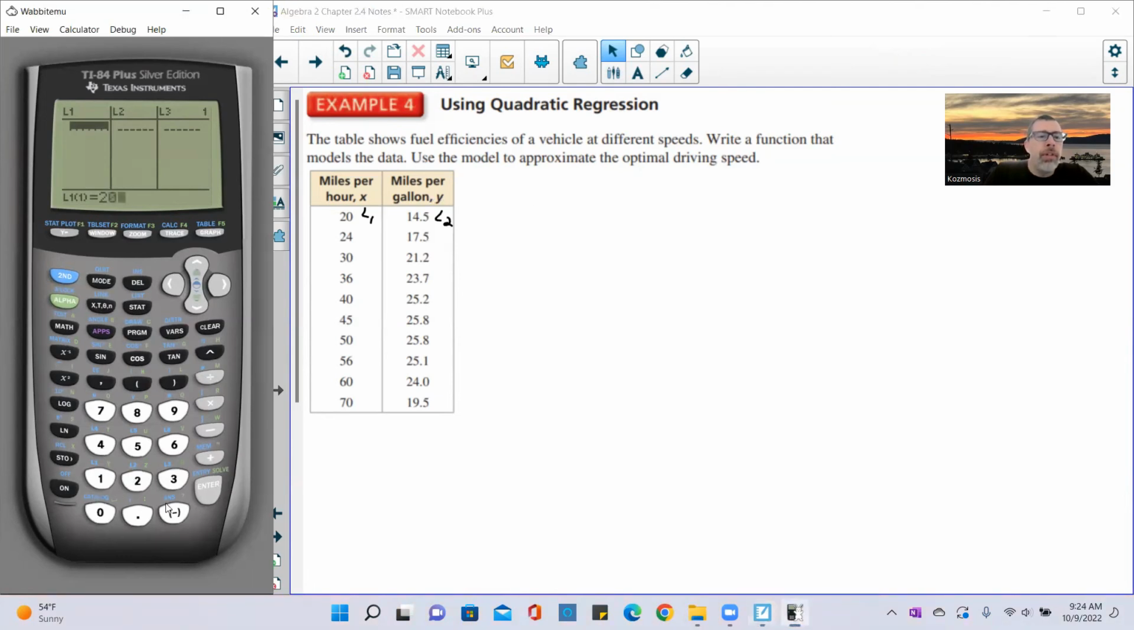2, 0, enter. 2, 4, enter. 3, 0, enter. 3, 6, enter. 4, 0, enter. 4, 5, enter. 5, 0, enter. 5, 6, enter. 6, 0, enter. 7, 0, enter.